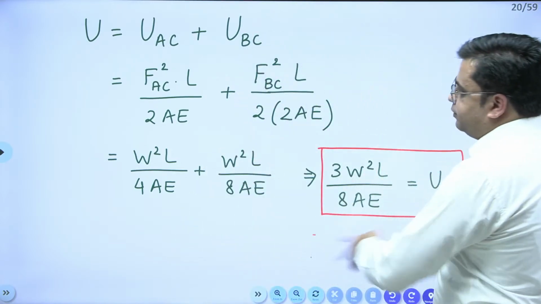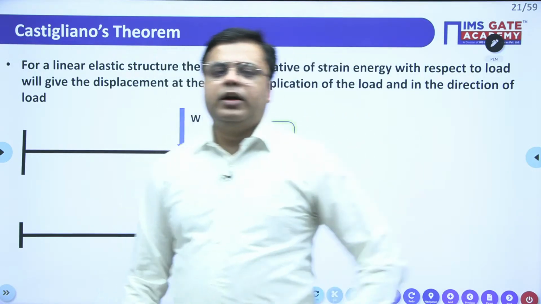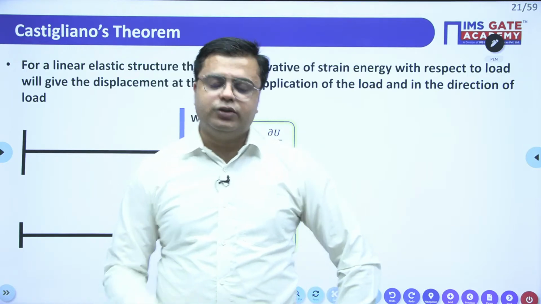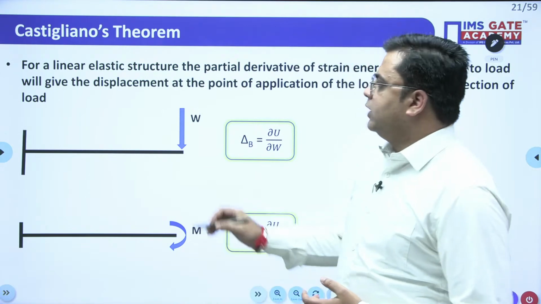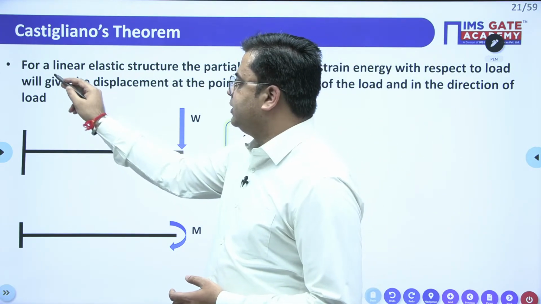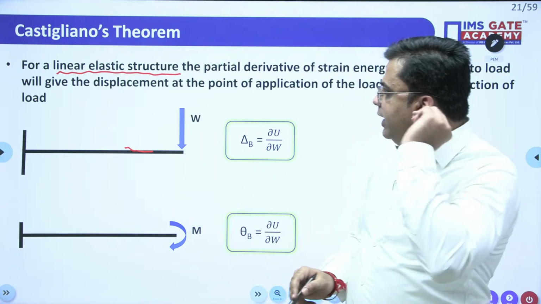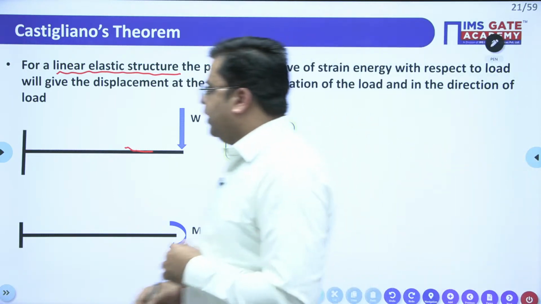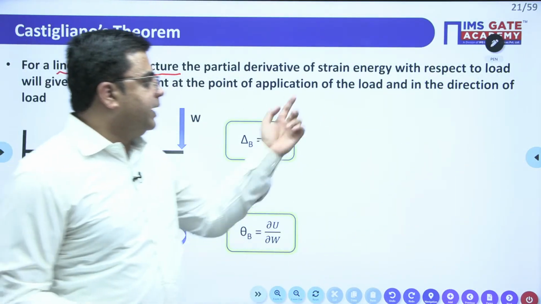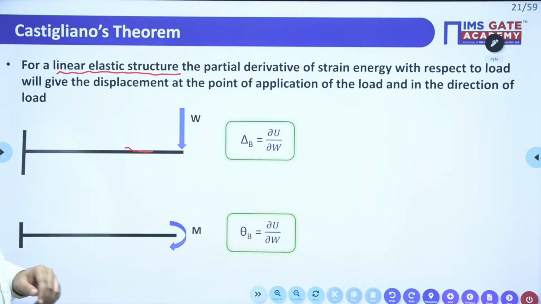Chalo, moving on. Next one is Castigliano's theorem. Castigliano's theorem is used to determine the deformations. The statement for Castigliano's theorem states that for a linear elastic structure, the partial derivative of strain energy with respect to the load is going to give us the displacement at the point of application of the load and in the direction of the load.